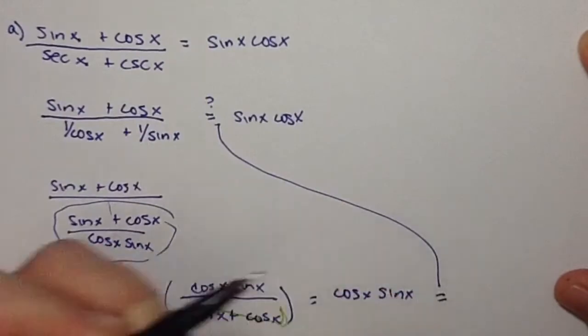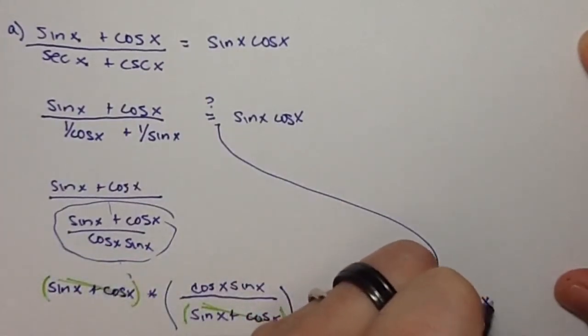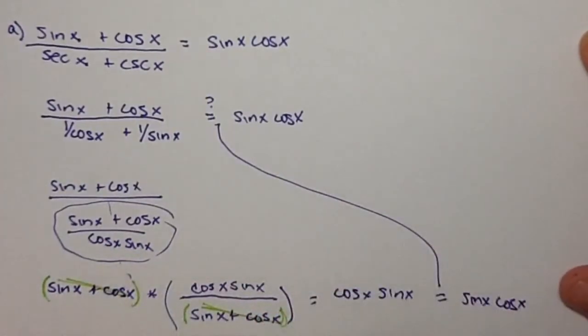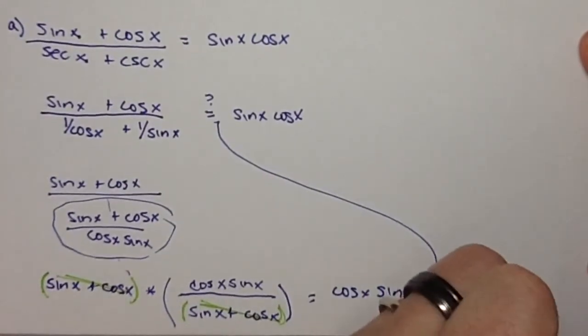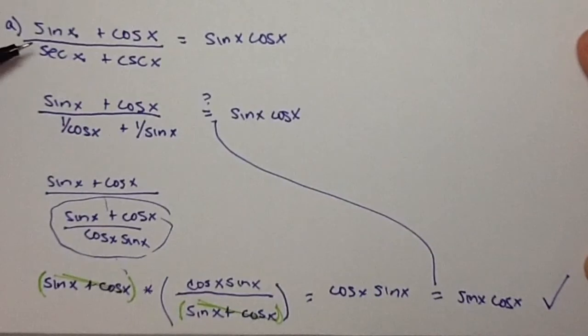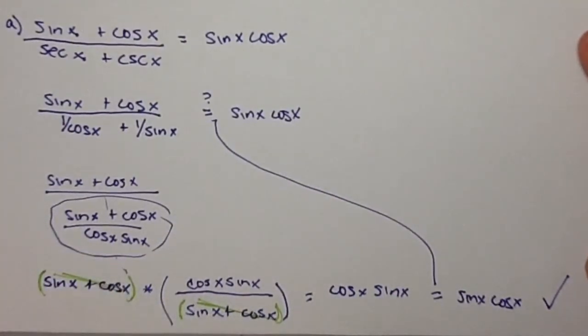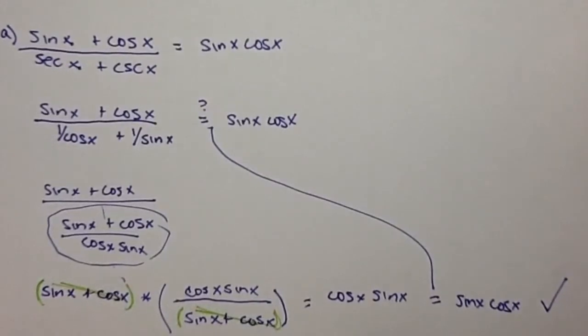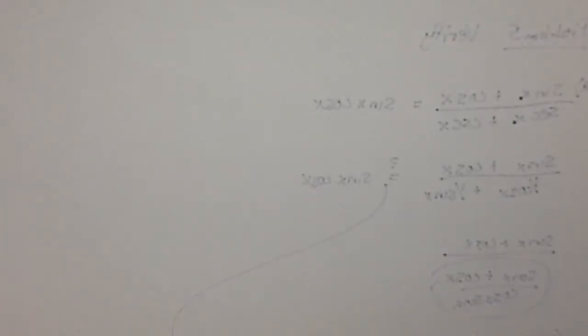Does that equal sine x cosine x? In fact, it does. So we have just verified. So again, you only mess with one side to make it look like the other. So that's problem 5A.